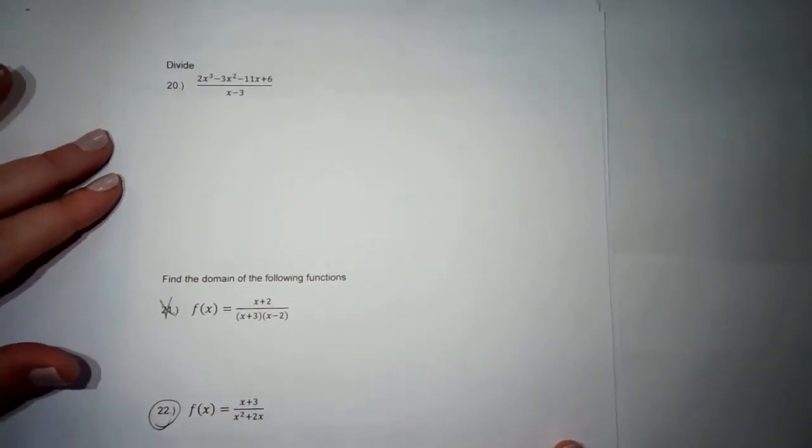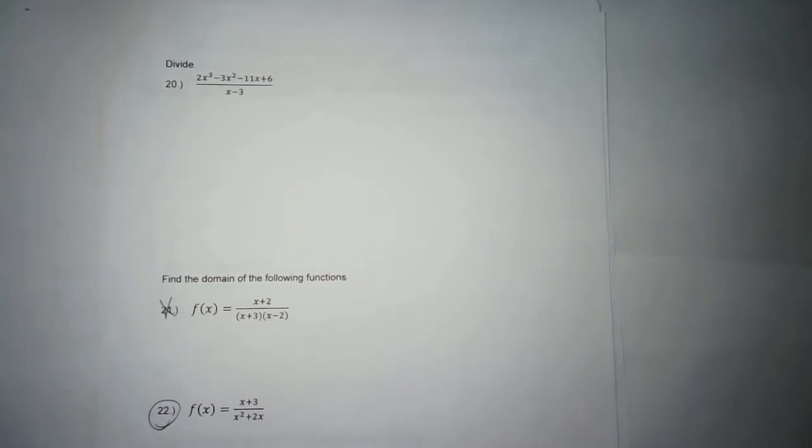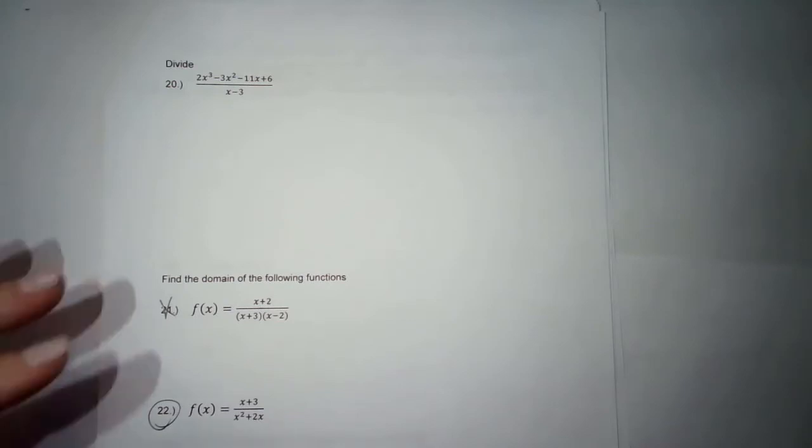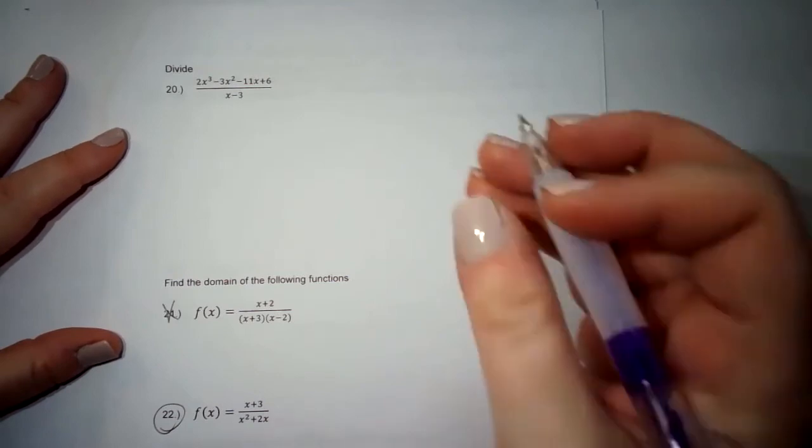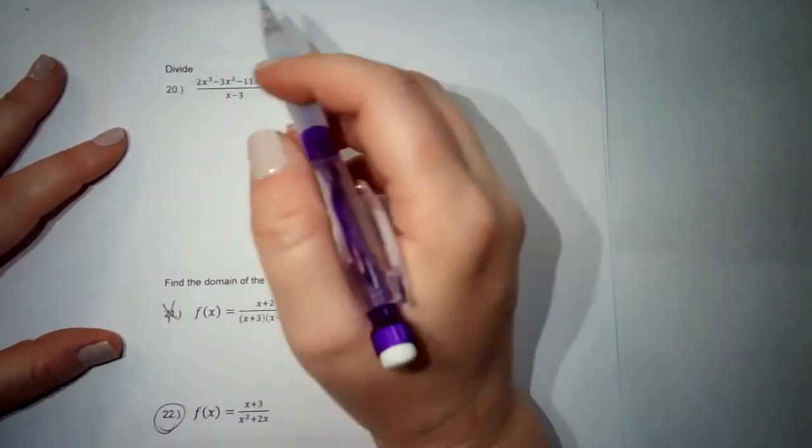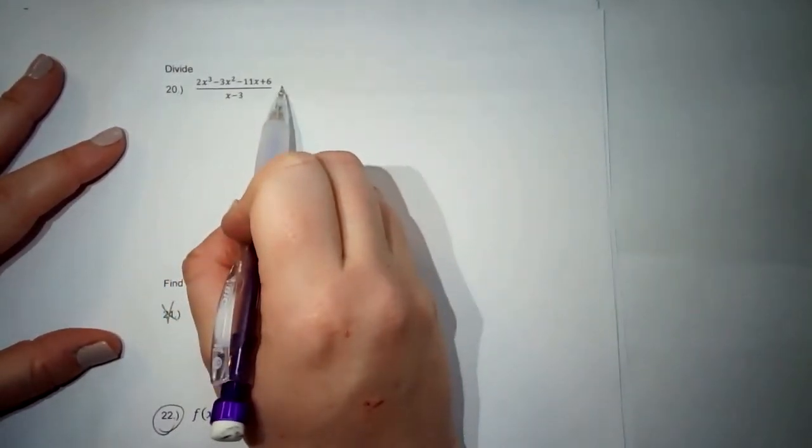All right, let's look at number 20. Number 20 is synthetic division. Let's talk about yours compared to the one here. Well, let's just go ahead and do this one, and then we'll talk about the one that's going to pop up on the test. Okay, first of all, it's already in descending order.